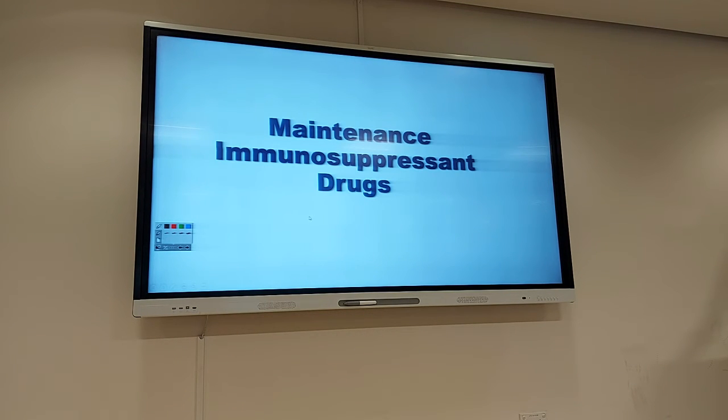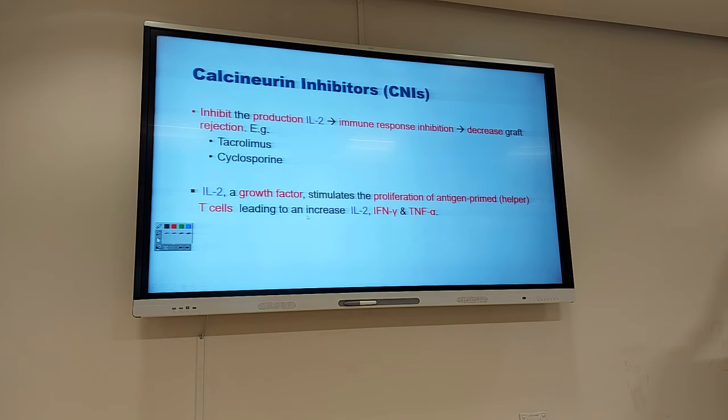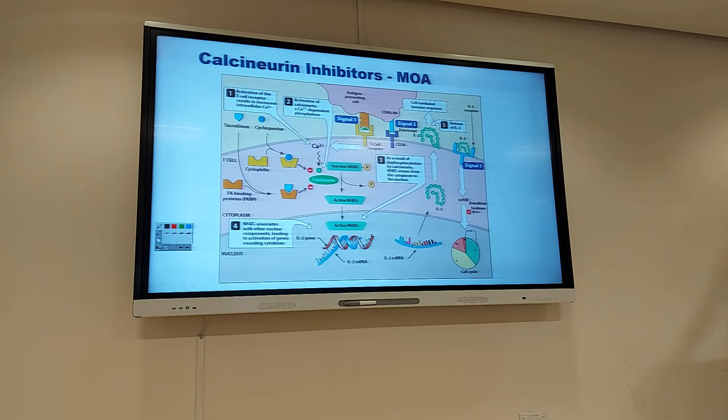So moving to the maintenance immunosuppressant drugs, as I mentioned earlier, the first one is the calcineurin inhibitor. They inhibit the production of IL-2, which is immune response inhibition, that later leads to decrease of graft rejection. Main examples are tacrolimus and cyclosporine. IL-2 is the growth factor that stimulates the antigen-primed T cell, leading to increase in IL-2, interferon gamma, and TNF alpha.